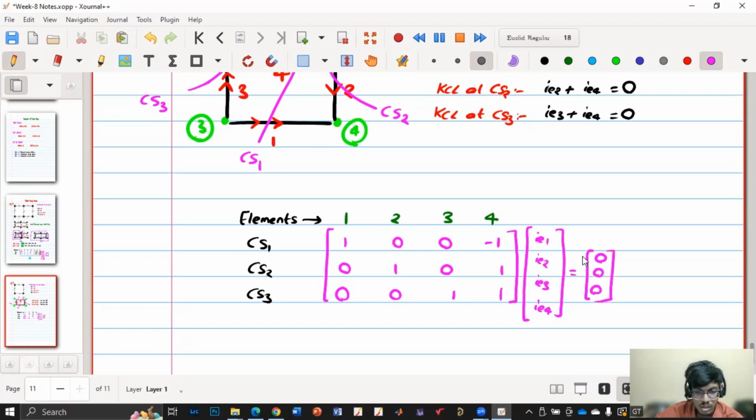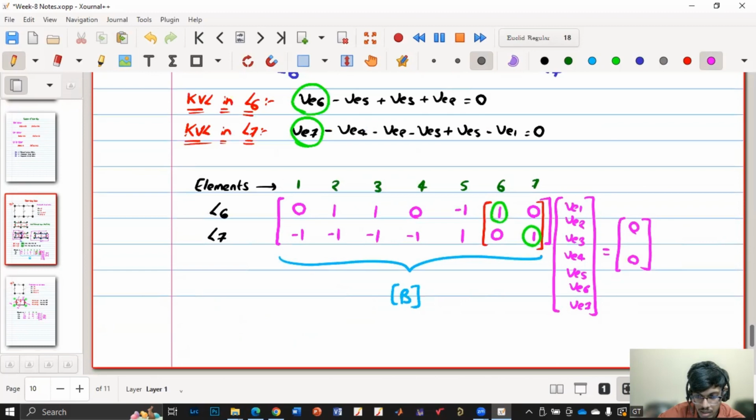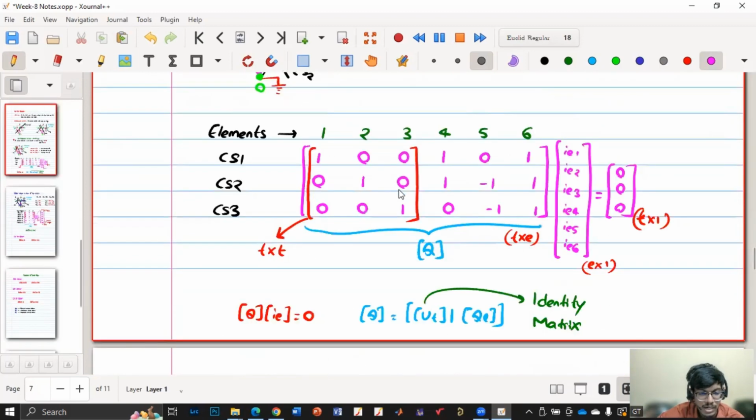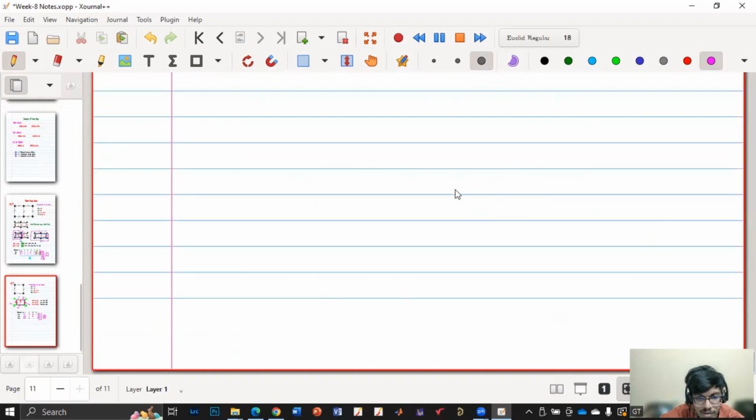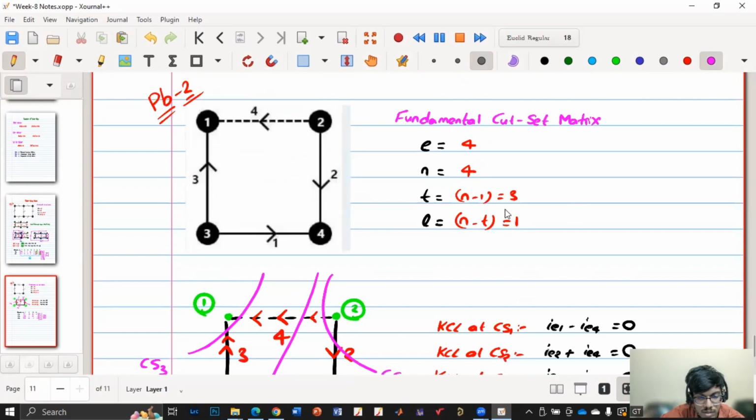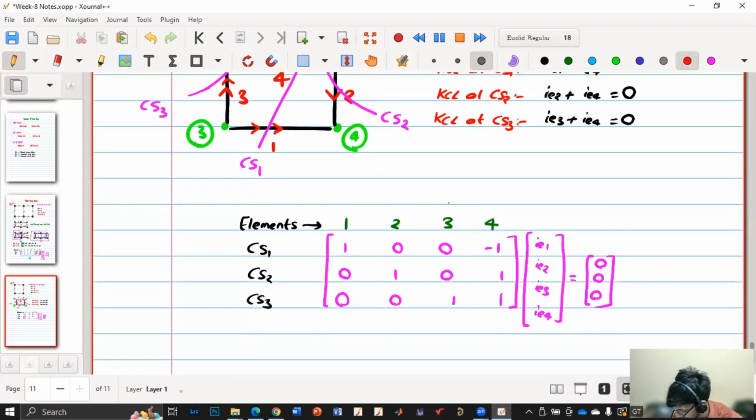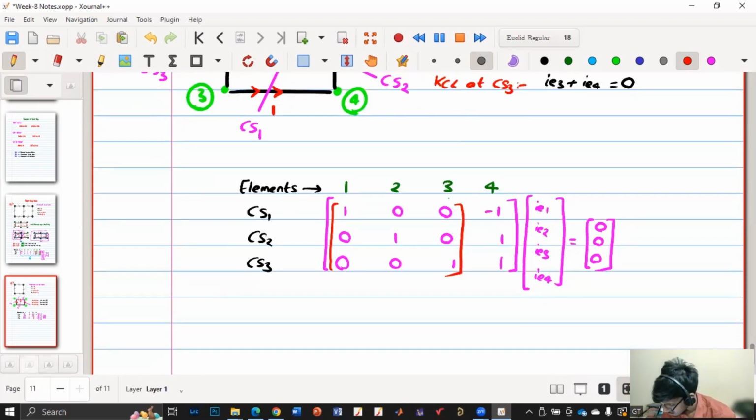Before checking, I'll just correlate one concept that we have learned. In the cut set matrix, the first matrix of T cross T, twigs cross twigs, is an identity matrix. Here, how many twigs are there? 3. So the identity matrix should be 3 cross 3. As you can see, we have a 3 cross 3 identity matrix. Got it. So this is our Q matrix, the cut set matrix, Q.